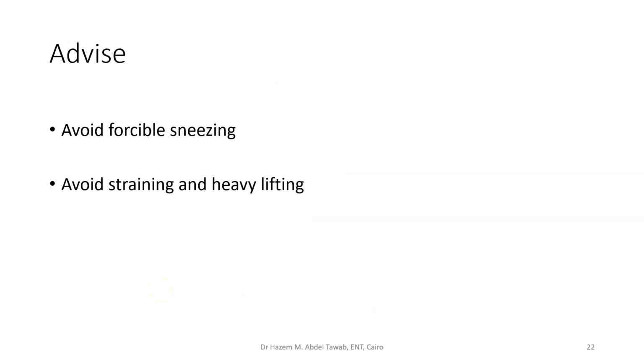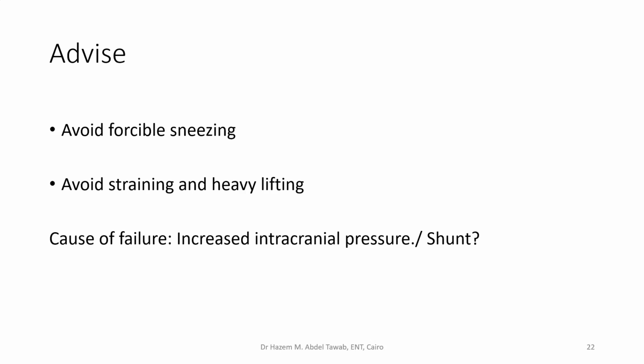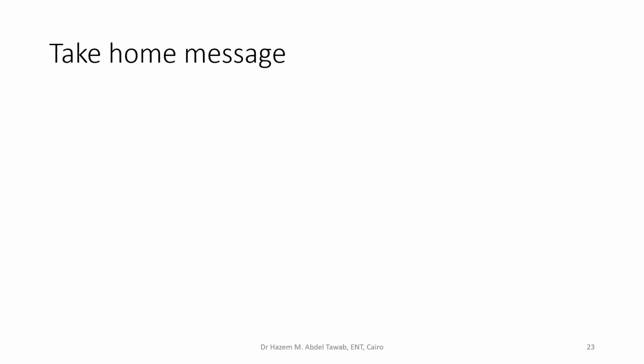After the operation, you are going to tell your patient to avoid forcible sneezing, and to avoid straining and heavy lifting. This is very important, so as not to raise the pressure and not to cause the graft to fail. One of the most important causes of failure is increased pressure, as we have said before, and in this case you might need the help of your neurosurgical colleague, who is going to do a ventriculoperitoneal shunt, for example, to decrease the CSF pressure.